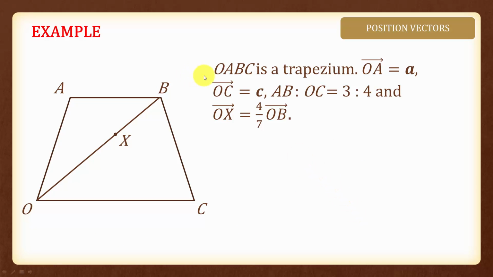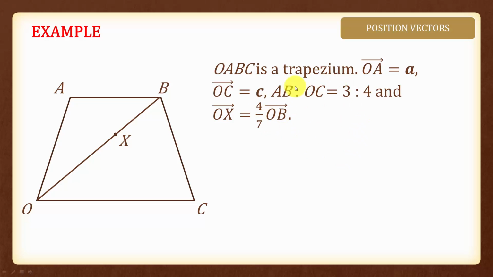In this last example here, OABC is a trapezium. Vector OA is given to be A. Vector OC is equal to C. The ratio of AB to OC is equal to 3:4. And vector OX is equal to 4 over 7 of vector OB.